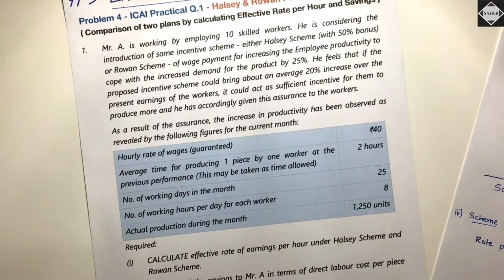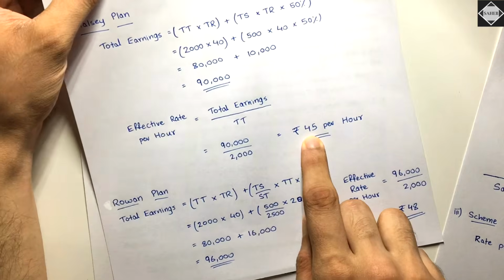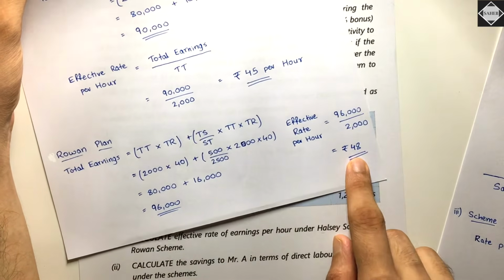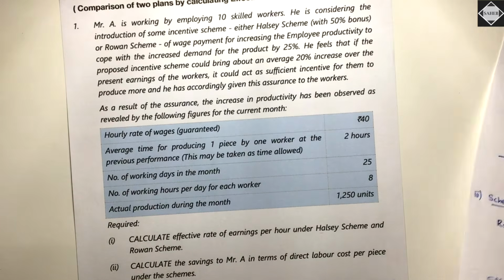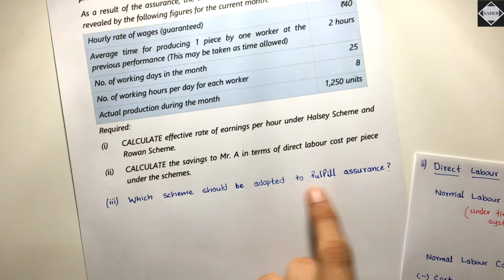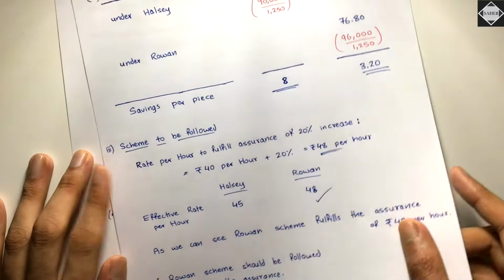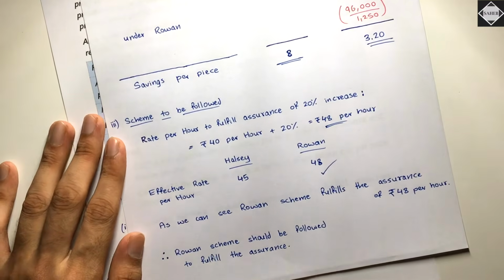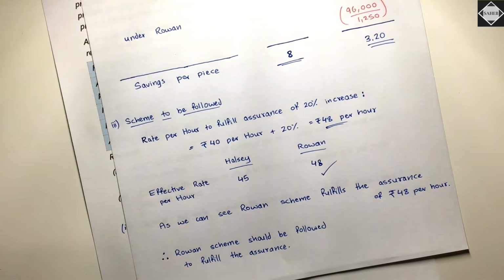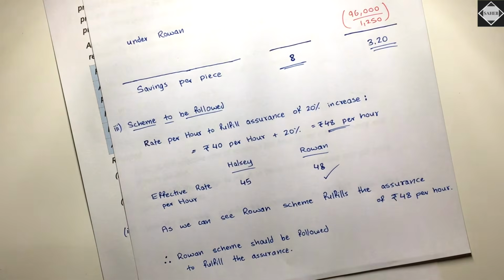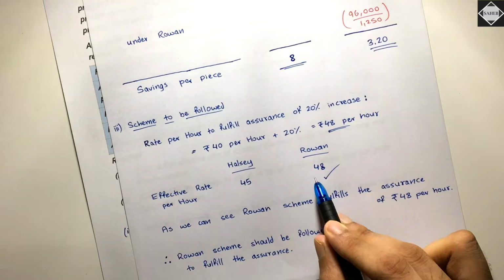And then we calculated, if we go for Halsey, the effective rate per hour will be rupees 45. If we go for Rowan, the effective rate per hour will be rupees 48. So we have to see the effective rate per hour and not the saving. Actually, we would have seen the saving, but here it's a special requirement. There is a specific requirement over here. They're just talking about fulfilling the assurance, the guarantee which Mr. A has given. Because of that, we have to see the effective rate per hour. And according to the effective rate per hour, under the Rowan plan, employees are earning more per hour. It's 48 and it meets the criteria.